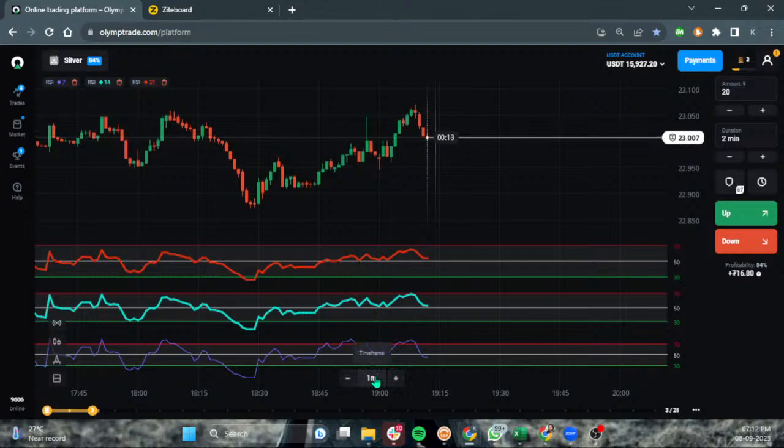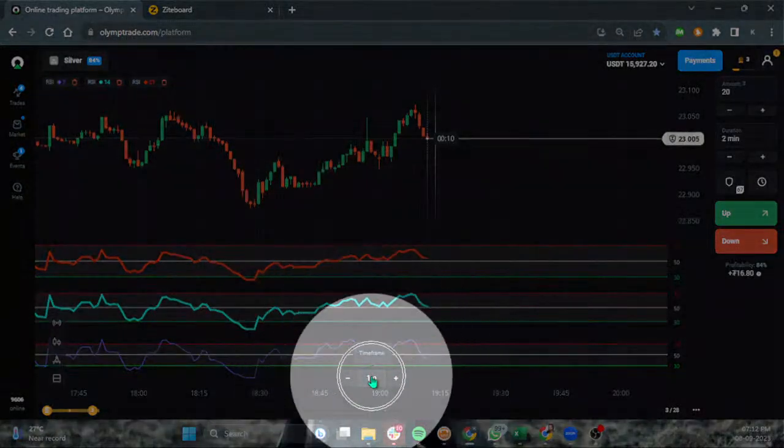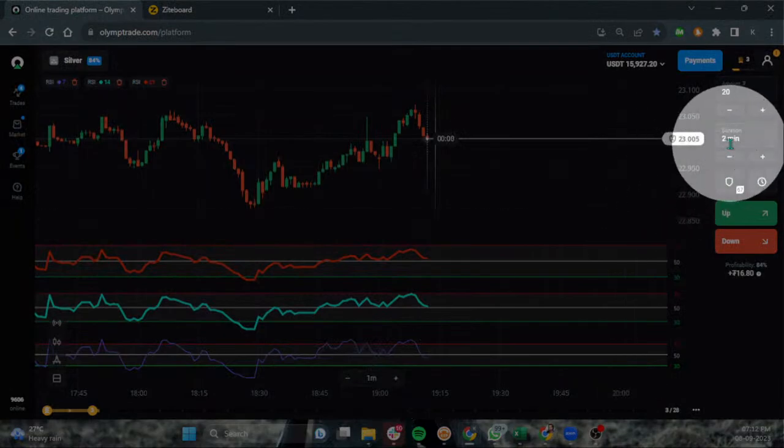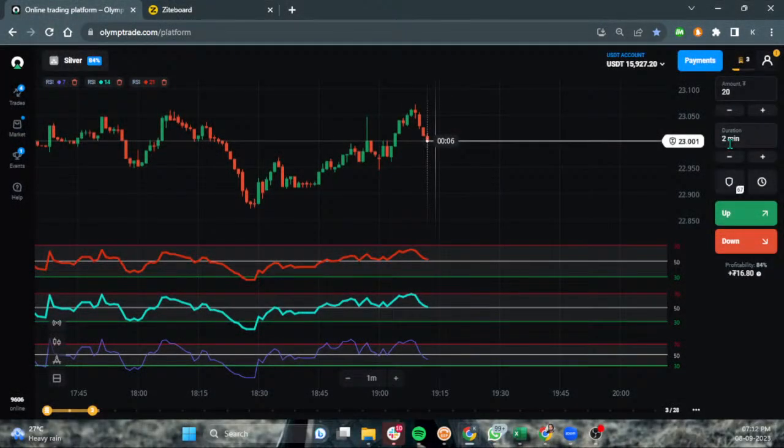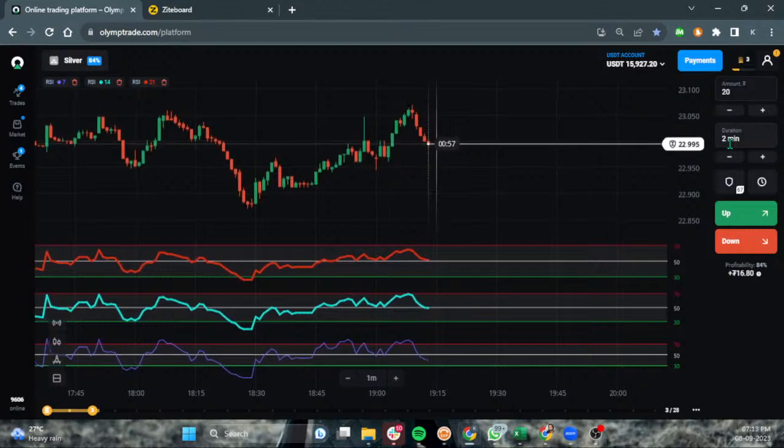Because ideally, whatever time frame you're taking over here, this duration should be at least 3 times or around 3 times of that particular time frame. So I generally trade for 2 minutes, 3 minutes, 4 minutes when my candle time frame is 1 minute. Or if I take 5 minutes, I go 15 minutes or 20 minutes. So yeah.